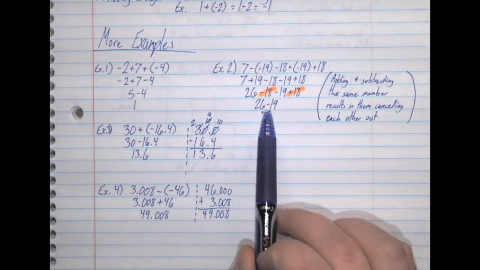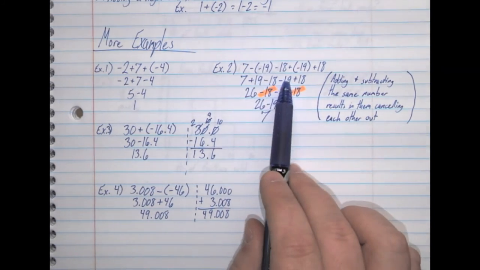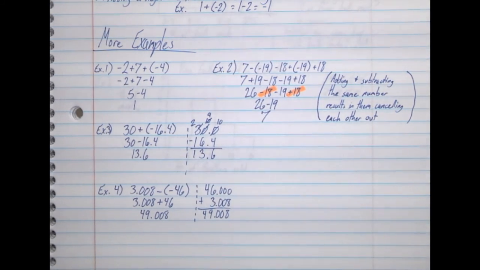What we could have done up here is cancel the 19 and negative 19 also. We're going to conclude the last two examples in the next video because I am out of time.